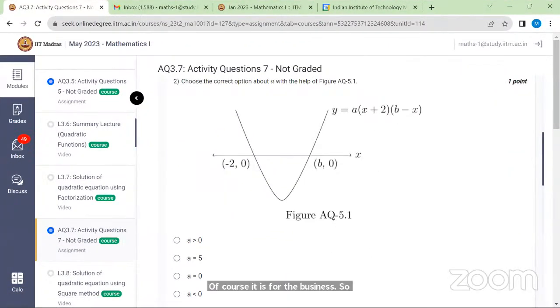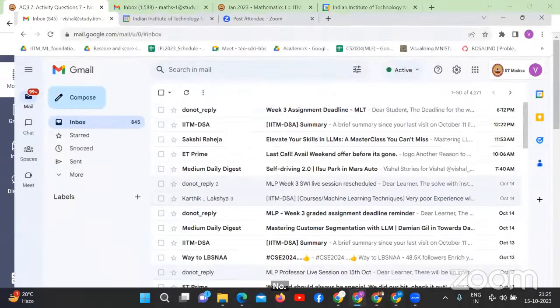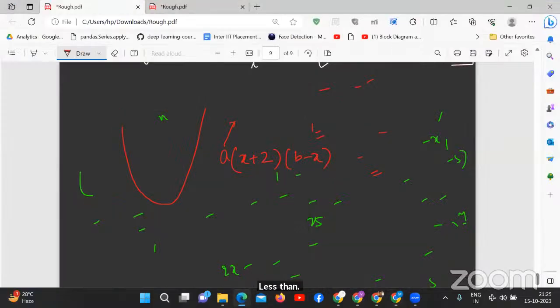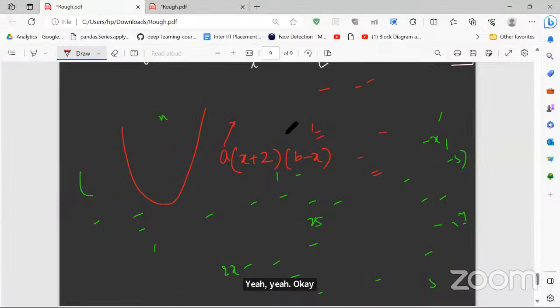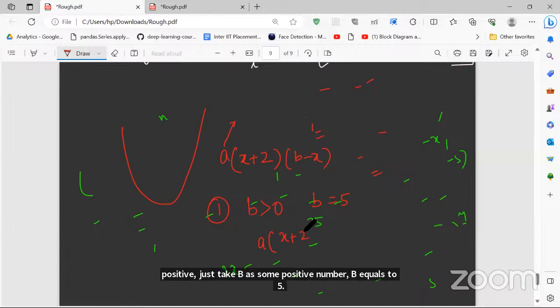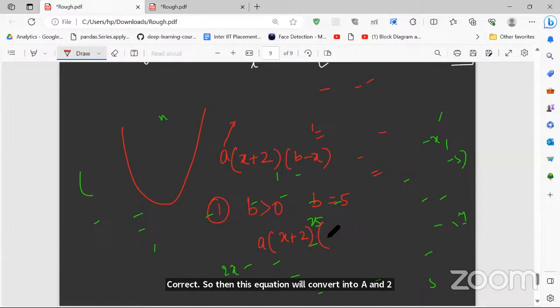Here b is also given. Sir, we have to solve this and convert it into general form. Then we'll know what value a is. So taking the first condition: b is also a variable, right? So b can be positive also. This is the first condition. If you take b as positive, just take some positive number, b equals 5. Then this equation will convert into a into x plus 2, and then you have 5 minus x.